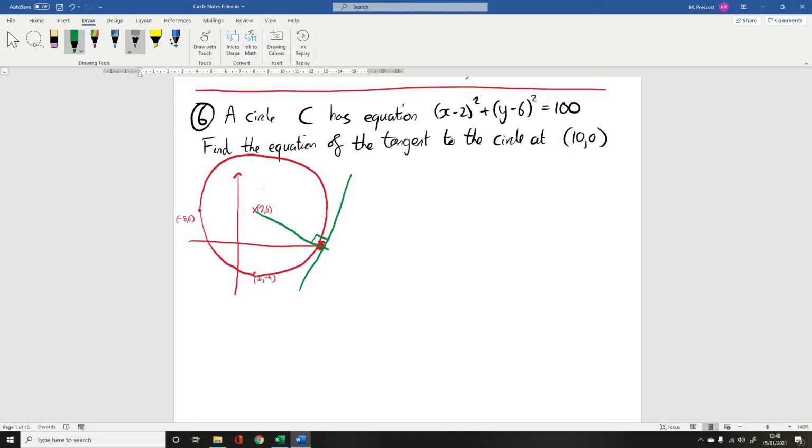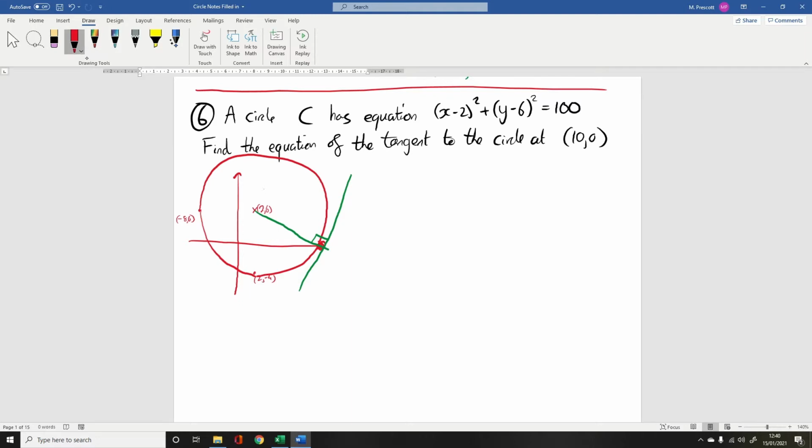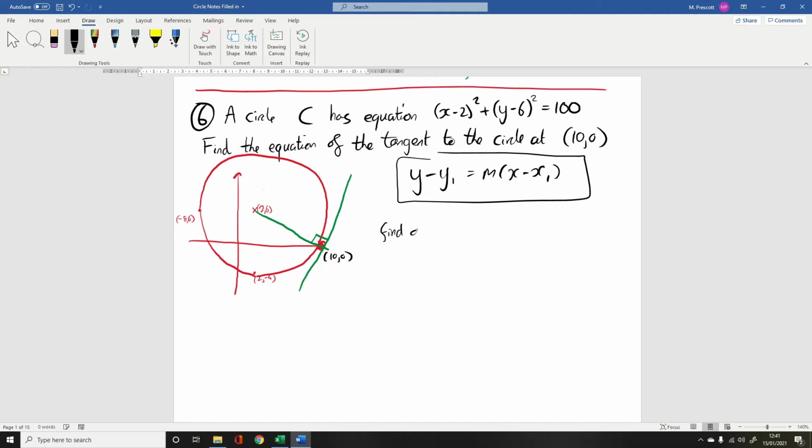So how am I going to find the equation of that tangent? Well, if I want to find the equation of any line, I need to know a point on that line, and I need to know the gradient of that line. So I'm going to try and use this to find the equation of the tangent. But we don't know the gradient of that line. We do know that it goes through (10, 0), so that's our x1 and our y1 sorted. But we want to know the gradient of that tangent. And to do that, we're going to find the gradient of the radius, and then we're going to do the negative reciprocal.